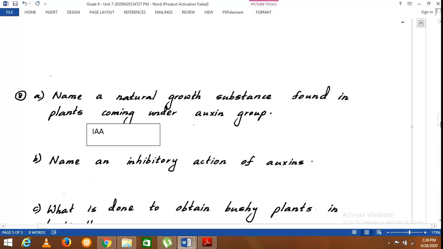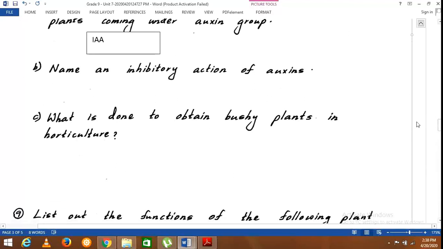Therefore, if you want to obtain a bushy plant, in horticulture this is practiced well. If you want to obtain a bushy plant, what they do is, the auxin concentration is high in the apex of the shoot. Therefore, if you remove the shoot apex, then auxins are removed. Therefore, the inhibitory action is also stopped. Therefore, the lateral buds will develop into branches.